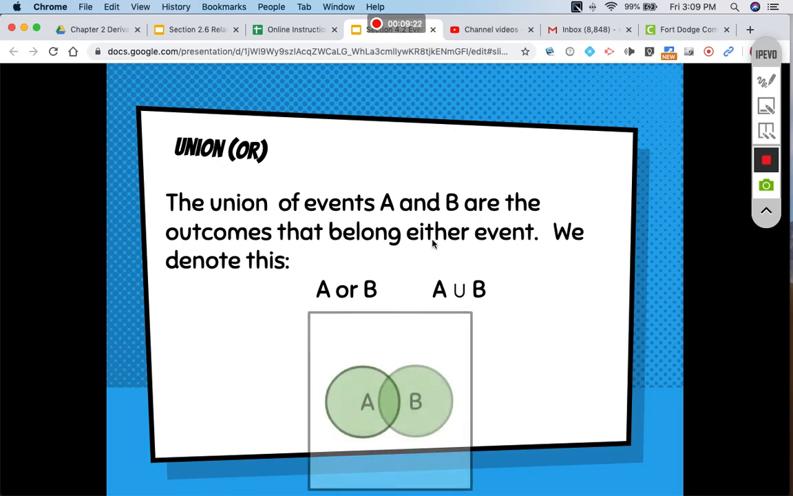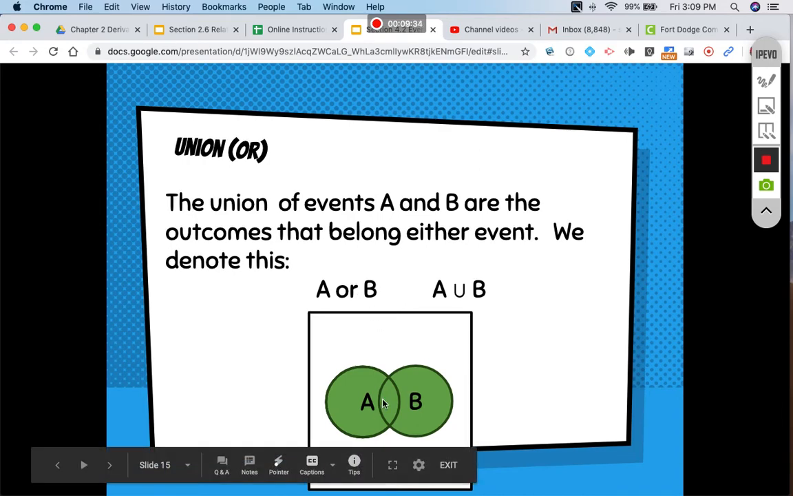Let's look at the union. The union is or. And this symbol from set theory, it's just upside down. This one looks like a U, so it makes more sense for union. We use that for or. It's A or B.